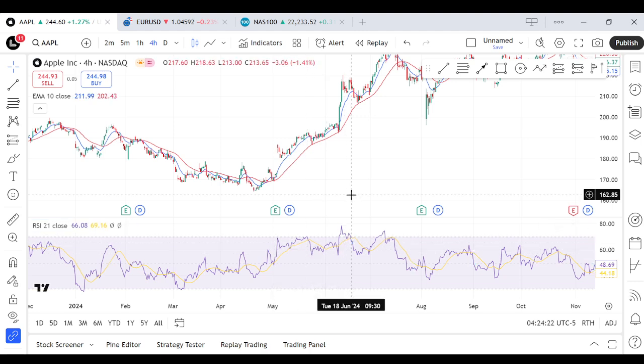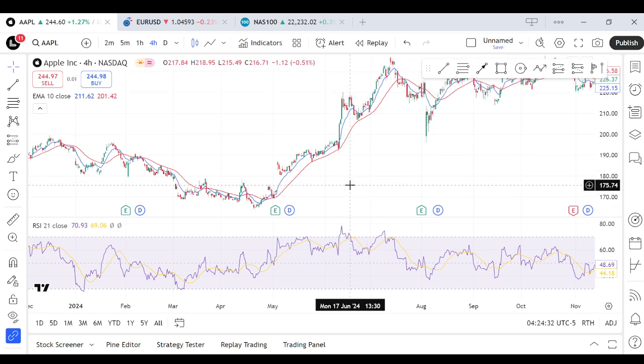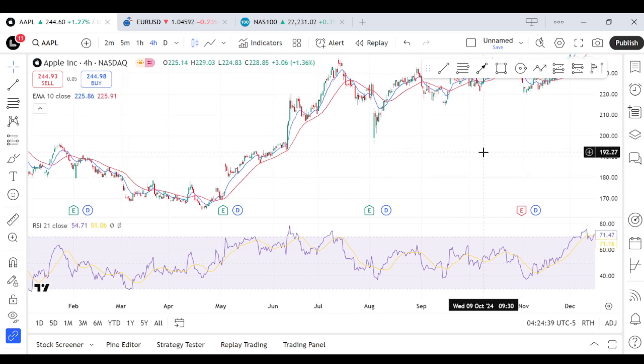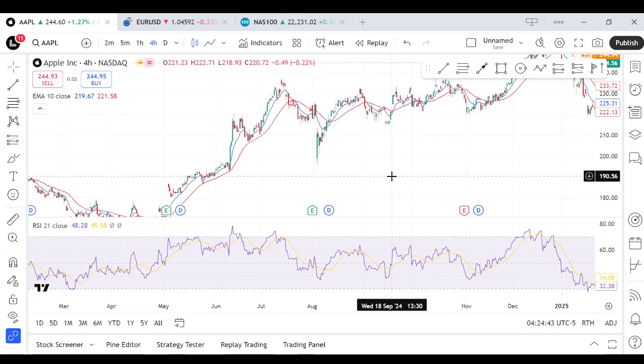Now the next step is your time frame. The 4-hour time frame provides the most reliable signals, though the strategy works effectively across multiple time frames, but you should use the 4-hour time frame. Currently I'm on the 4-hour time frame on Apple stock, and let's head on to how you can trade with this strategy. For bullish trade setups, wait for 3 specific conditions.